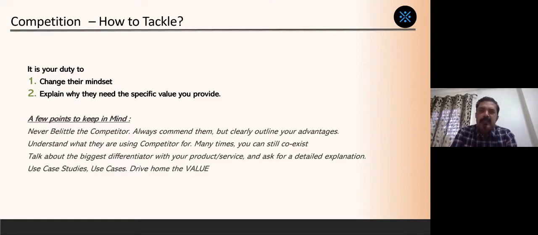And then typically, use all the use cases and case studies to drive home the value. So this is the quick gist of how you tackle competition. Again, preparation is key here.